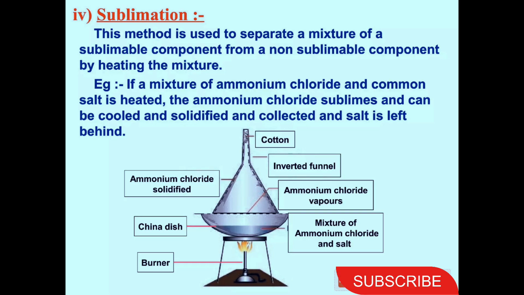Then what will happen when we heat it? Ammonium chloride will convert directly from solid to gas. It will be deposited on the walls of the funnel. Solidified ammonium chloride we can get on the walls of the funnel. So here we can say ammonium chloride directly converted from solid to gas: sublimation. This is an example of sublimation. By this process, not only ammonium chloride, we can separate naphthalene, anthracene, camphor, and dry carbon dioxide. If these are mixed together with other substances, by heating we can separate them. This method is the sublimation method.